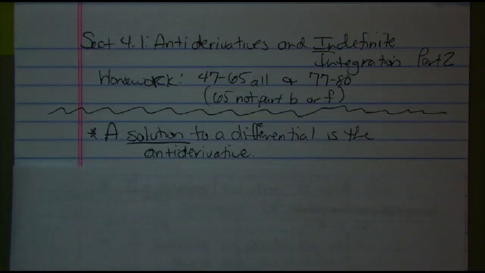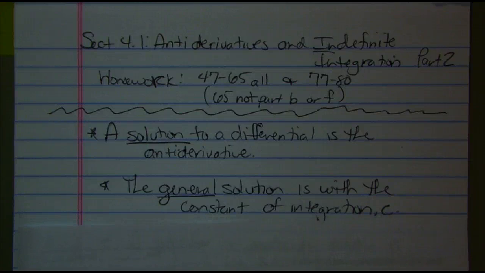In some of tonight's homework, or in the reading of section 4.1, it'll talk about solutions. A solution to a differential equation is the antiderivative. There are two types of solutions. There is a general solution, where you have the constant of integration after you take the antiderivative. It's a general, it's not a specific. We just put in C for that constant.